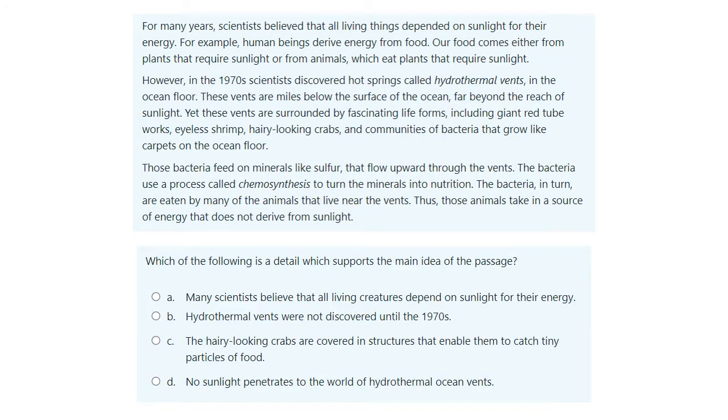Number 2, also on the same passage: which of the following is a detail that supports the main idea of the passage? Well, the main idea was that not everything gets its energy from the sun, and it's stated there in the final conclusion. A, many scientists believe that all living creatures depend on sunlight for their energy, but the conclusion is not everything depends on the sunlight. Not everything. This idea was in the past. For many years, scientists believed that, but not today.